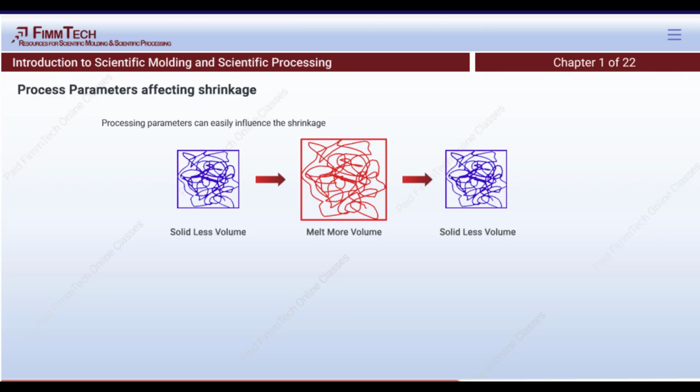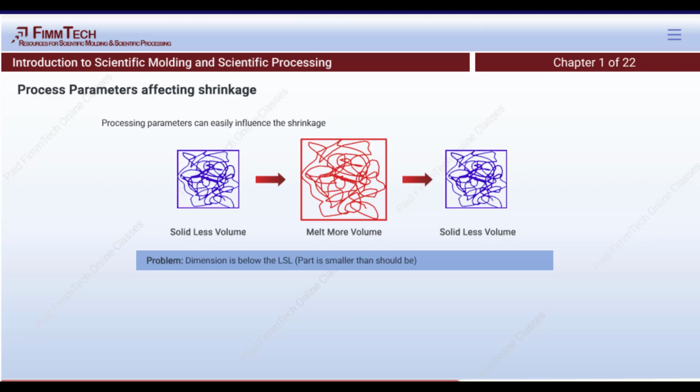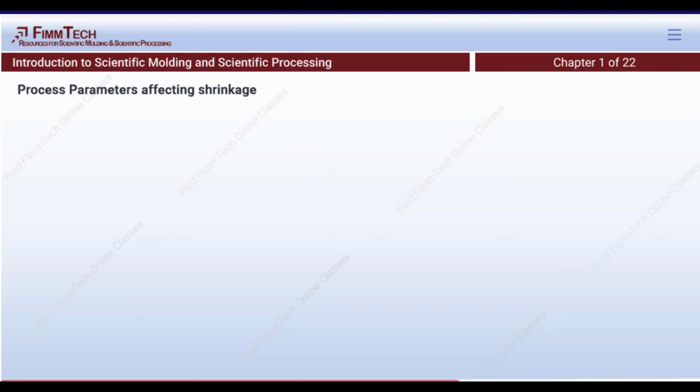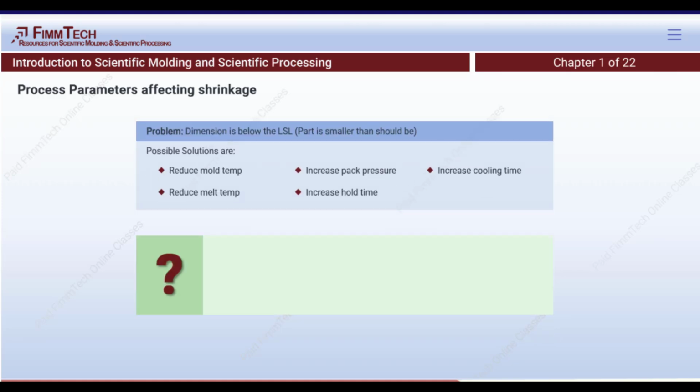Let's talk about processing parameters having an influence on the shrinkage. Let's say that the quality department comes to you and says that the dimension of the part is below the lowest spec limit. What would one do as a processor? The possible solutions are reducing the mold temperatures, reducing the melt temperatures, increasing the packing pressure, increasing the holding time, increasing the cooling time. All these changes will affect the shrinkage and will increase the length of the part or the dimension of the part. But what is the right solution?